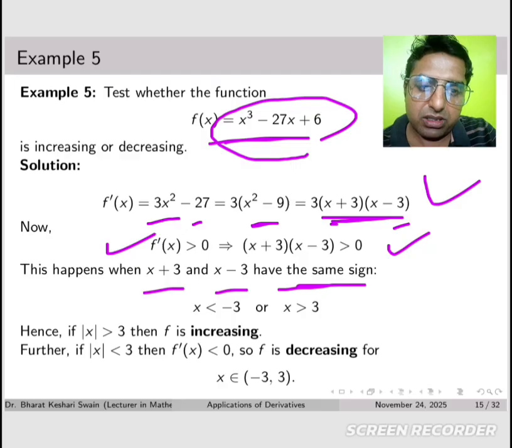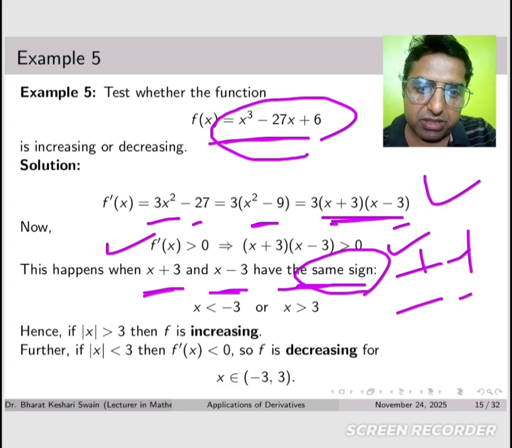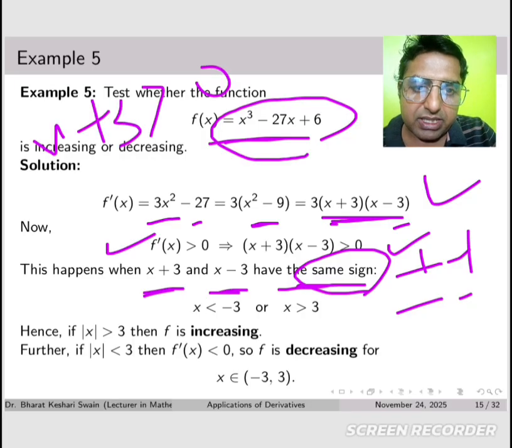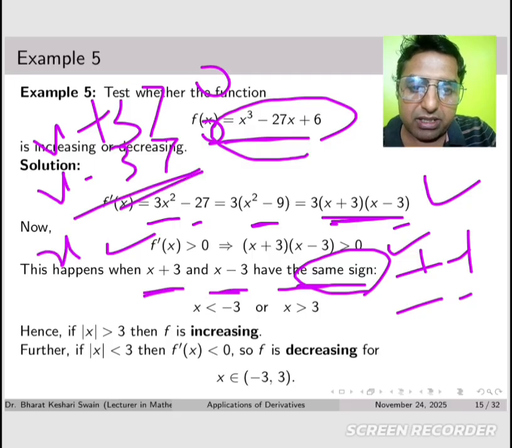When the product of two factors is positive, they may be both positive or both negative, because the product of two positive numbers is positive and the product of two negative numbers is also positive. So x plus 3 and x minus 3 have the same sign. Suppose it is positive: x plus 3 greater than 0, and x minus 3 also greater than 0. So x minus 3 greater than 0 means x greater than 3.